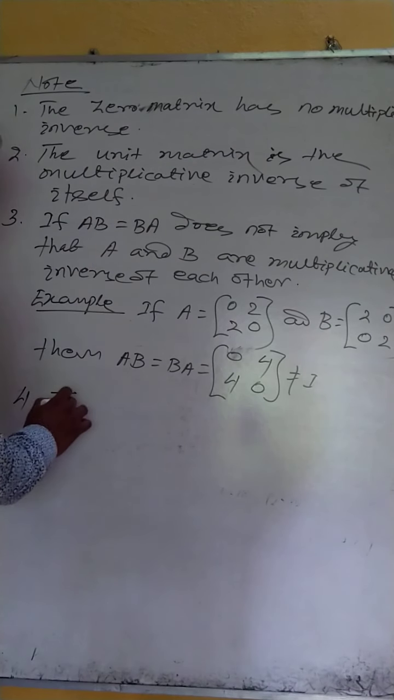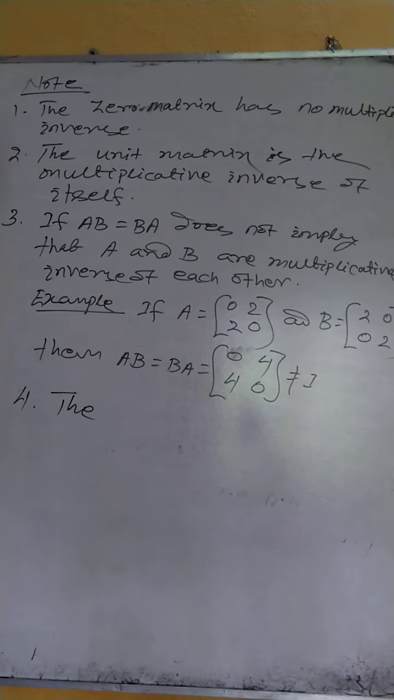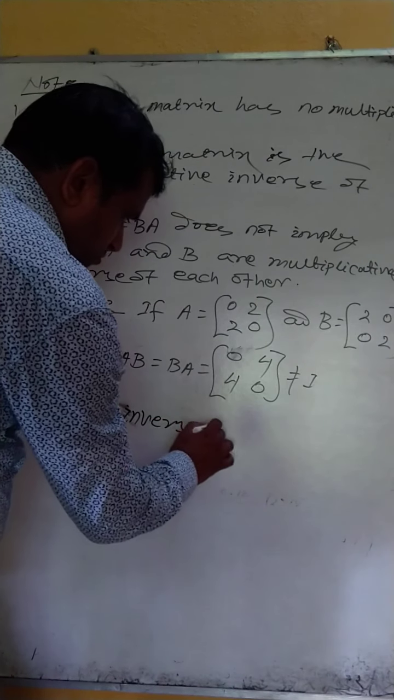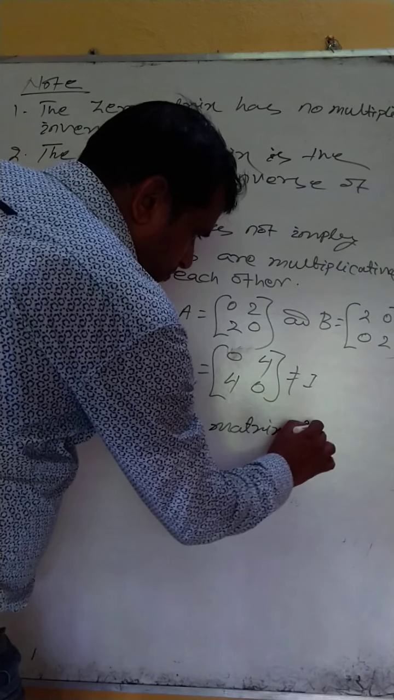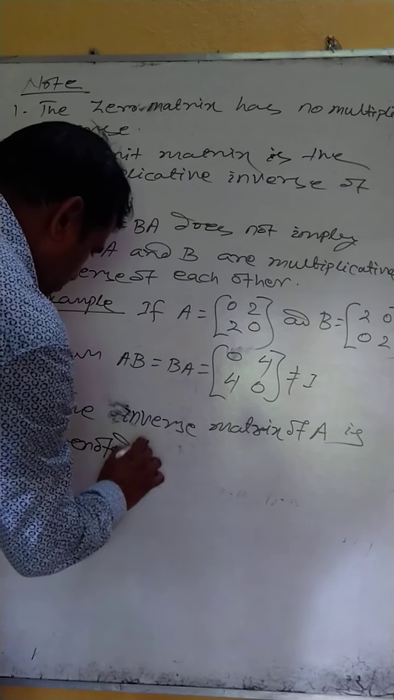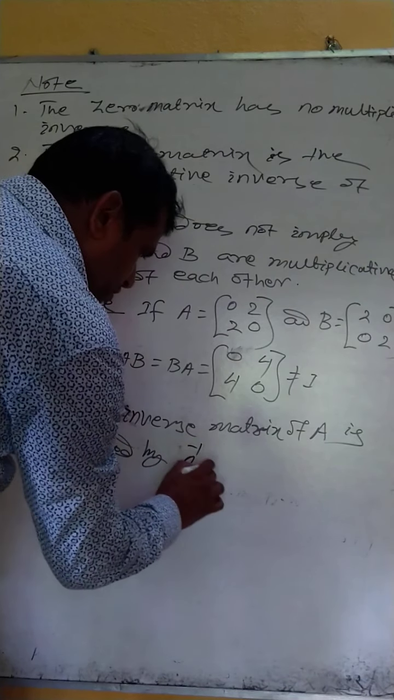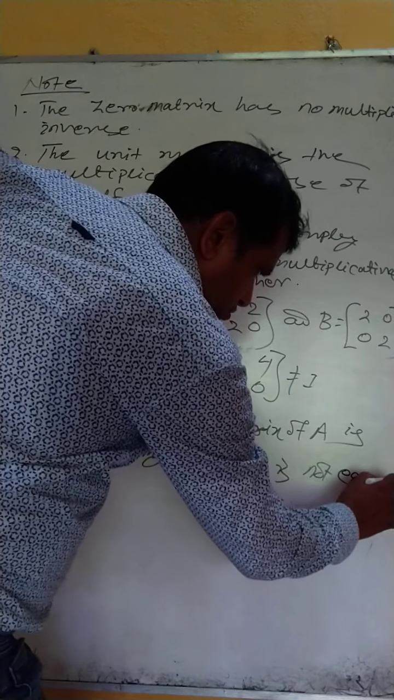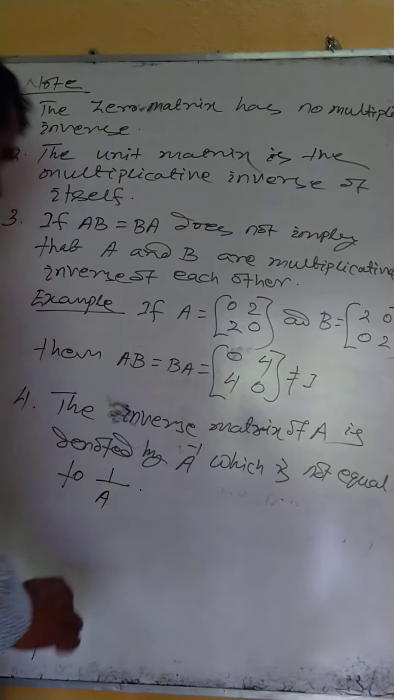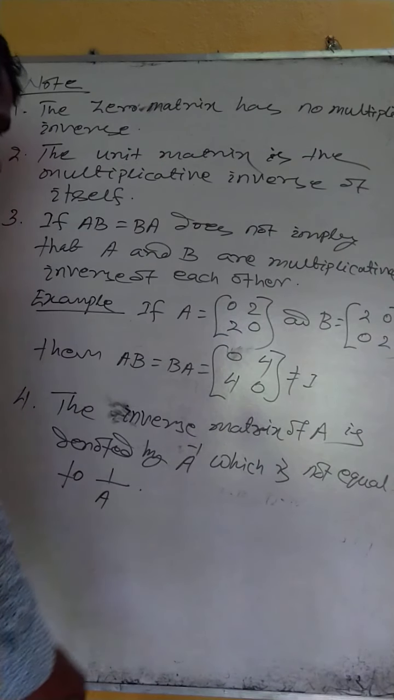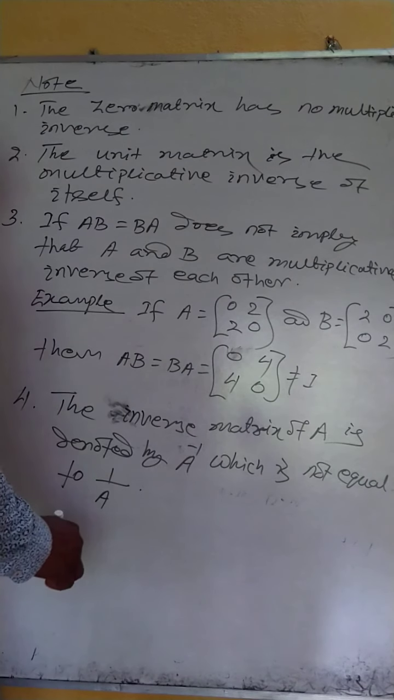Number 4: the inverse of matrix A is denoted by A to the power minus 1, which is not equal to 1 by A. In real numbers, 2 to the power minus 1 you can write as 1 by 2, but in matrices, A to the power minus 1 means the inverse of A, which is not equal to 1 by A.